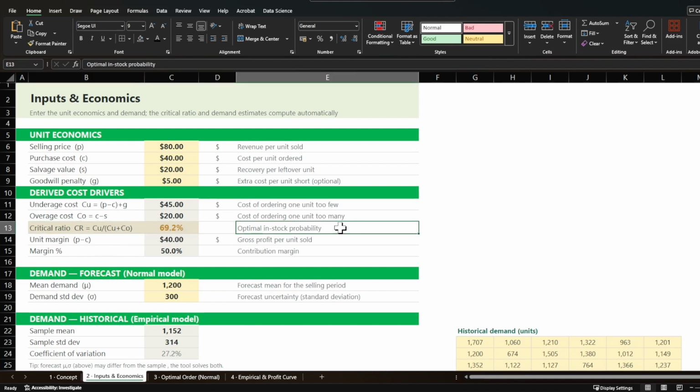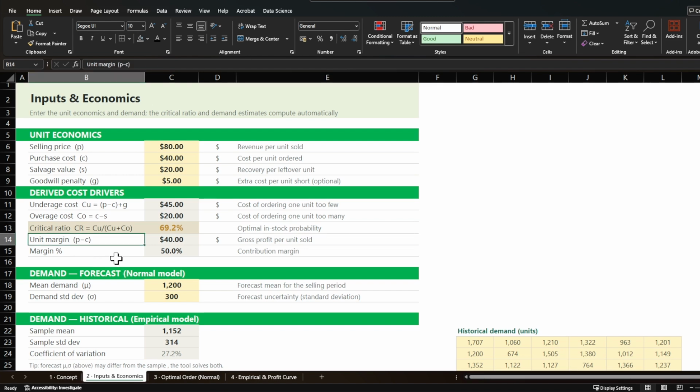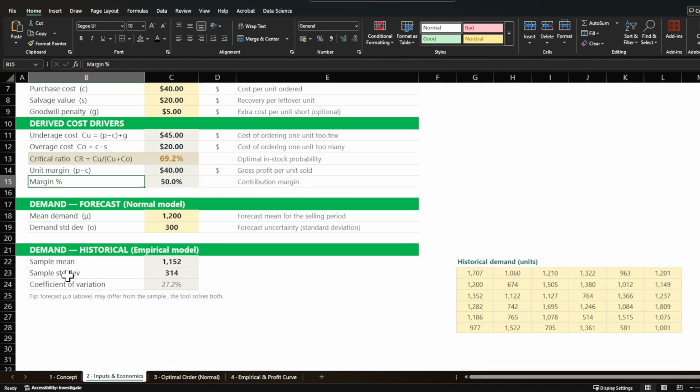So this is the optimal in-stock probability. What it is saying is we need to operate at least at a 69.2% service level so that we will be profitable as per our penalties or the costs which are underage and overage. So this is the critical ratio. Now as per this critical ratio, how much quantity we need to order, we will be discussing in the next step. Here we are talking about the unit margin, which is price minus cost, and this is the margin percentage. Now there are two ways in which we are going to solve this problem.